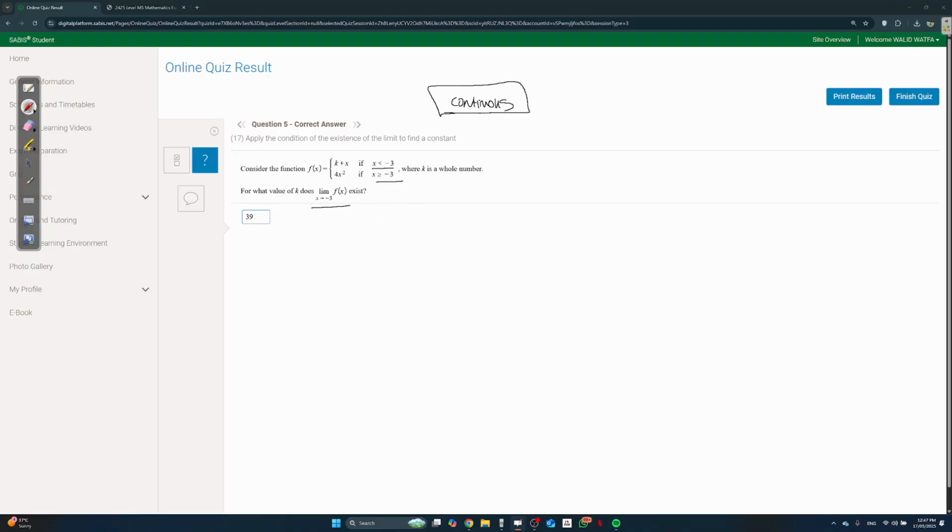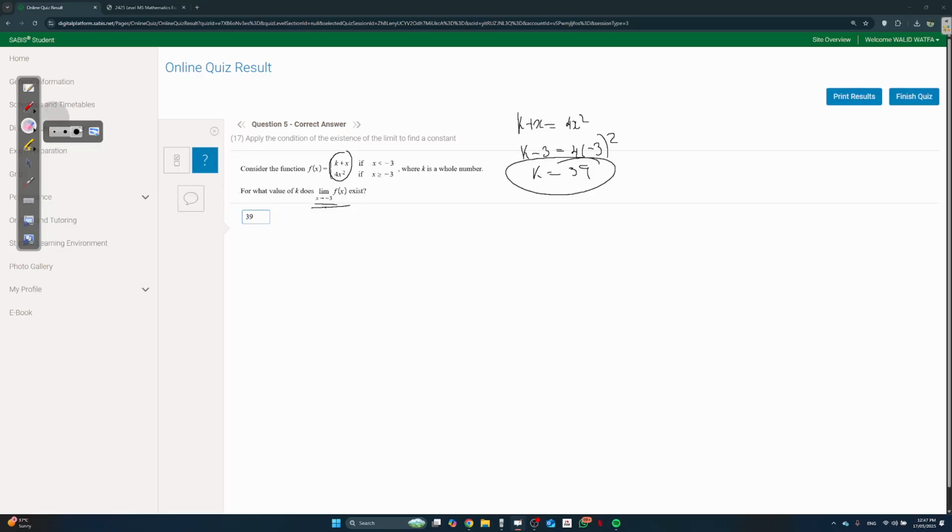So for the limit to exist at the point of continuity, it has to be a continuous function. What does that mean? That means the value over here is equal to the value over here, because they share the same point. So if they ever ask for the limit to exist and give you a piecewise function, you just substitute that value of x and equate them. So k plus x is equal to 4x squared, and x equals -3. So k minus 3 is equal to 4 times -3 all squared. The square is outside. So k is equal to 3 squared, which is 9, times 4 is 36, plus 3 is 39. So your answer is 39.